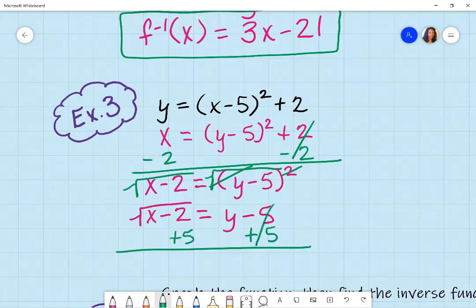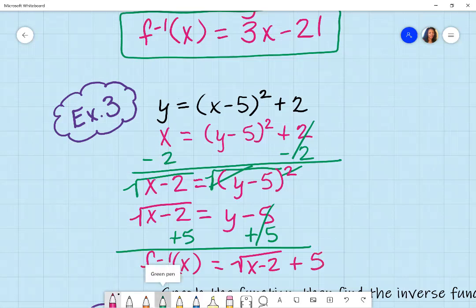However, on the left-hand side, I see that that -2 is under a radical, so I cannot try to combine those. So rewriting my final answer, the inverse of f of x is equal to the square root of x minus 2, and out to the side is a +5. You cannot combine those. One is under the radical and the other is not.